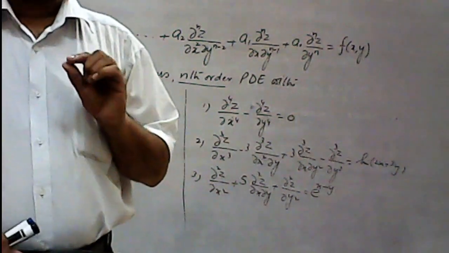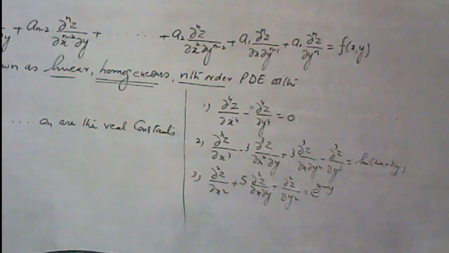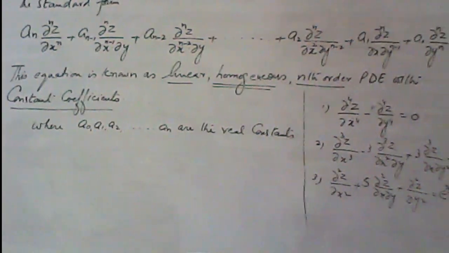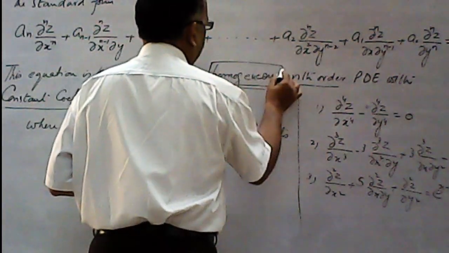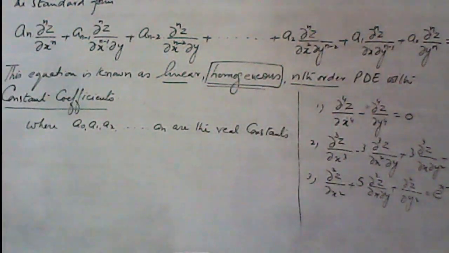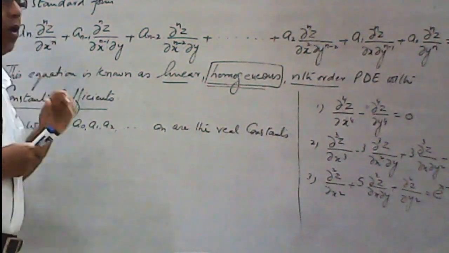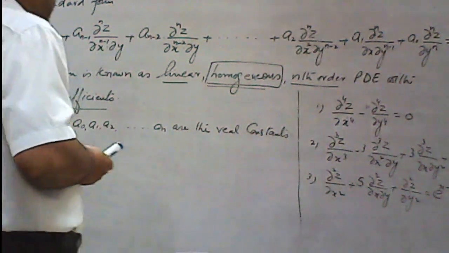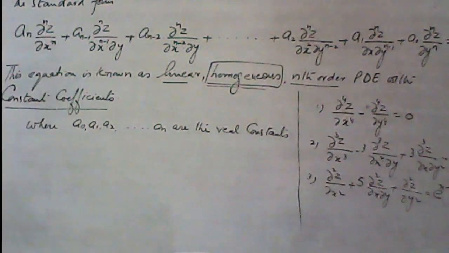So if in a higher order PDE all derivative terms have the same order of derivative, then such PDEs are known as homogeneous higher order PDEs. That is why we are saying these are homogeneous. What does linear mean? Linear means the degree of all these derivatives must be 1. So this is the explanation of all the words I am using for this standard form.